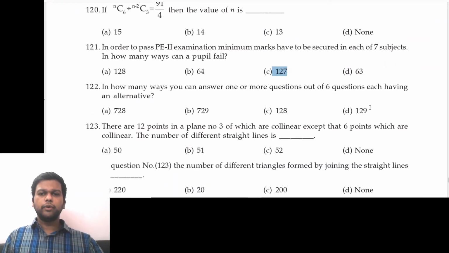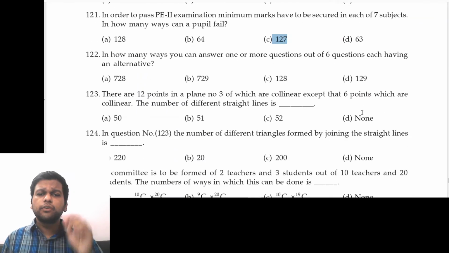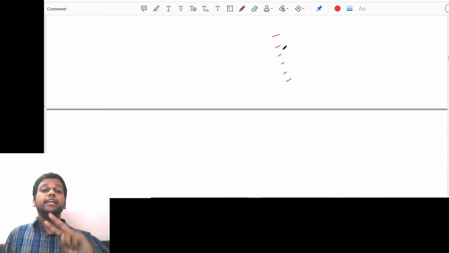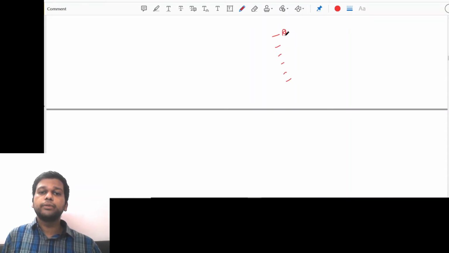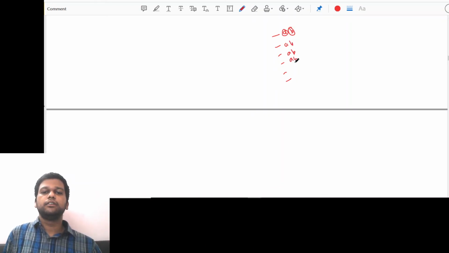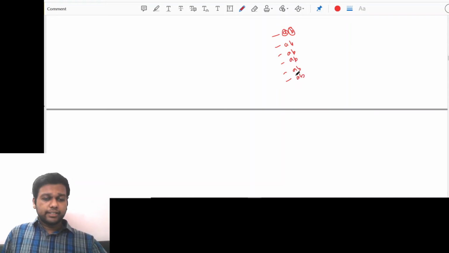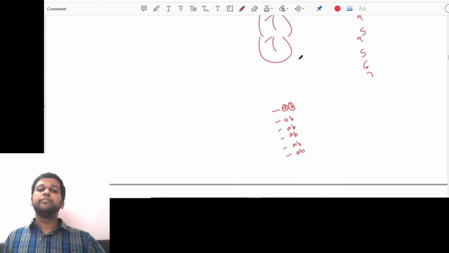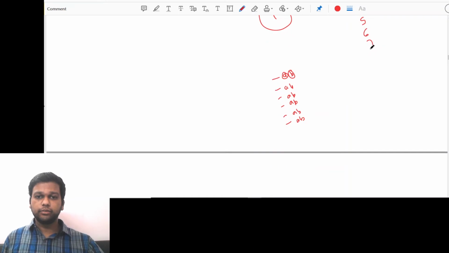Next, 122. In how many ways can you answer one or more questions out of 6 questions, each having an alternative? This is also from the exercise. We have 6 questions, 1, 2, 3, 4, 5, 6. Each has an alternative. That means there are two options, A or B. Now what they're asking is, in how many ways can you answer one or more questions? That means any number of questions. But here we cannot use this formula because there are alternatives also.